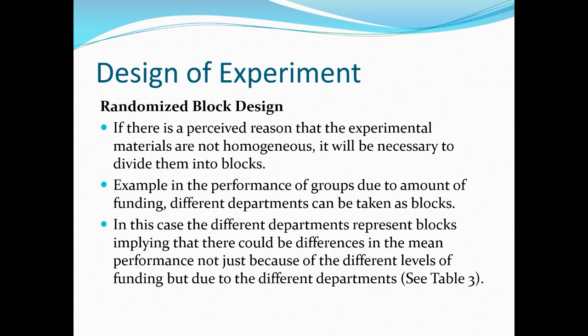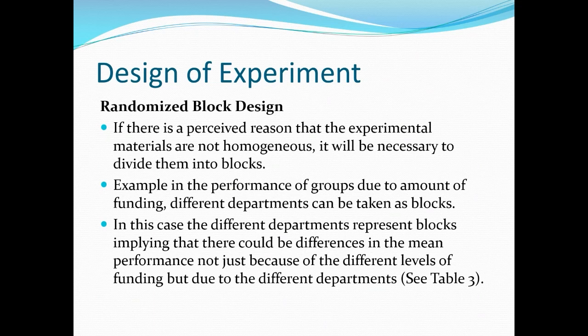In a biological design, we can have different forms of experimental design. There are randomized design, randomized block design, completely randomized, and all that. But for simplicity's sake, let's look at a randomized block design. If there is a perceived reason that the experimental materials are not homogeneous, it will be necessary to divide them into blocks.